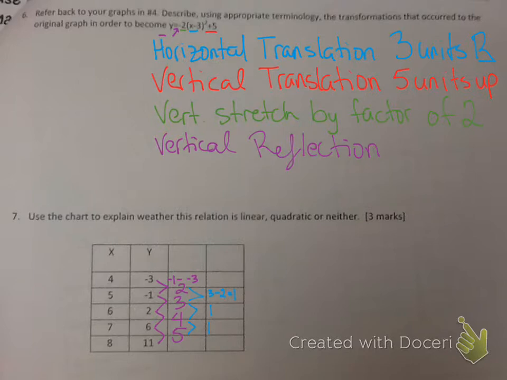And now we should recognize that the second differences are the same. And based on that, we can write our conclusion. The relation is quadratic because the second differences are the same. If the first differences were the same, that would be linear. You learned that in grade 9. If none of them were the same, then it would be neither. Okay?